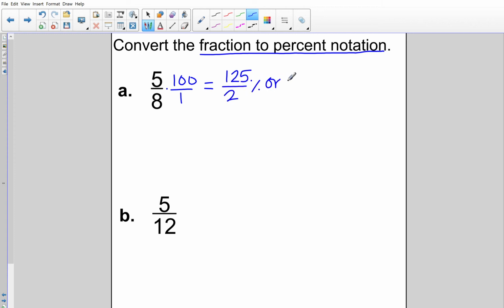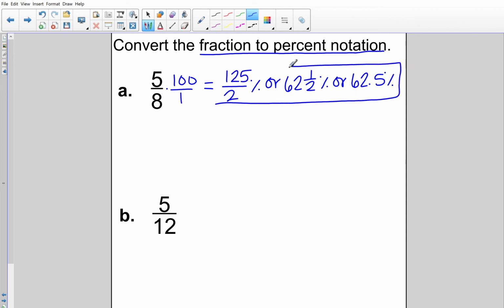Or you could have the mixed number 62 1/2%, or you could have the decimal of 62.5%. So any of those three would be a perfectly good answer when we're not asking specifics. So if they're just saying to percent notation, all three of those are percent notations.